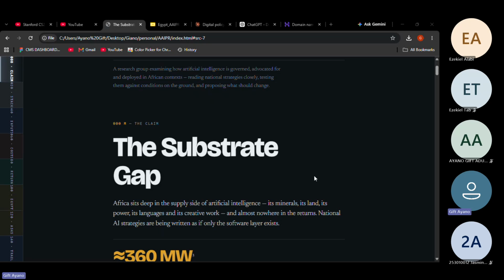Okay, so basically, I want to talk about the substate gap. The meaning of substate is just something that holds up something. For example, for you to build a house, you have to have a foundation.